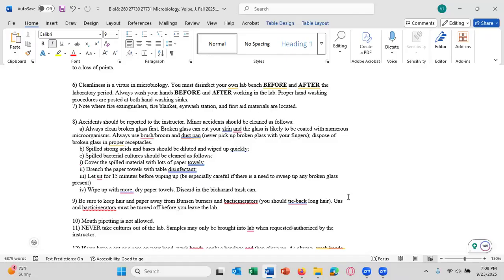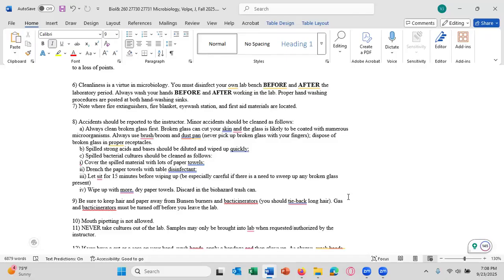Be sure to keep hair and paper away from Bunsen burners and bacti-incinerators. Long hair should be either tied back or you should wear a hairnet or a cap or a hat, something like that. Gas and bacti-incinerators should be turned off before you leave the lab. And if you're done using them, you should also turn them off.